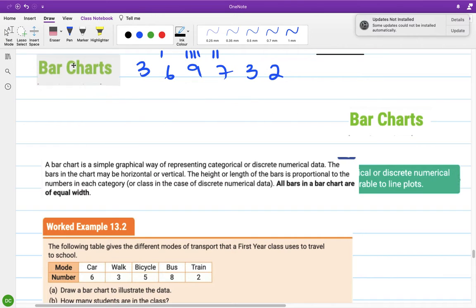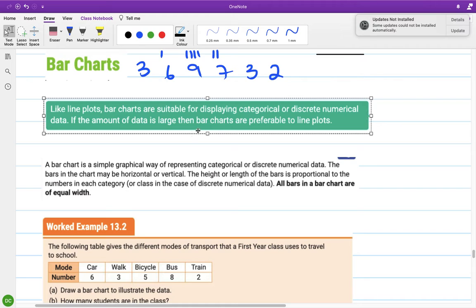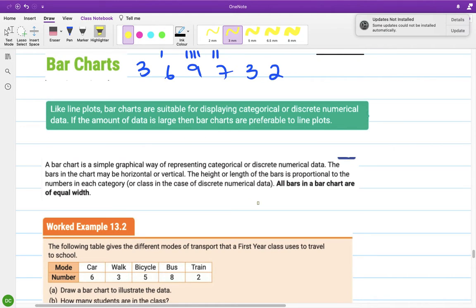So bar charts is what we're going to discuss. So line plots and bar charts are very similar. They both display categorical data or discrete numerical data. The difference is bar charts are better if you have more data. Line plots are only good for a small amount of data. Okay. Couple of things in this little paragraph. So I've said what it's good for representing, same as a line plot. Categorical or discrete numerical. You can do horizontal or vertical bars, although a lot of the time we see them vertical, but it doesn't matter.